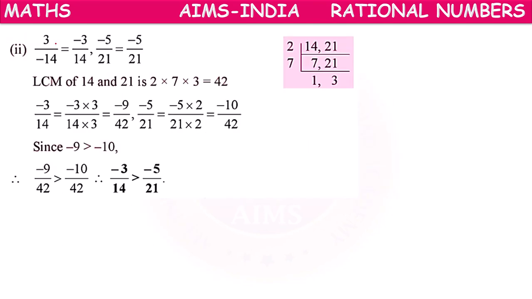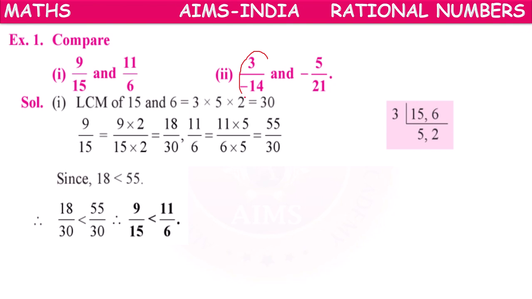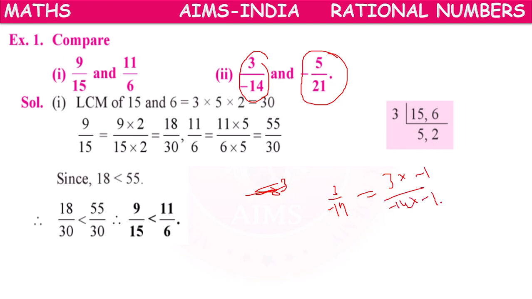Next one. So 3 by minus 14, minus 5 by 21. How to change it to positive? 3 by minus 14, how to remove the negative sign? Multiplying with minus 1. So 3 into minus 1 is minus 3, 14 into minus 1 is 14. In the numerator we can have negative, no issues. But in the denominator we have to change it like this.